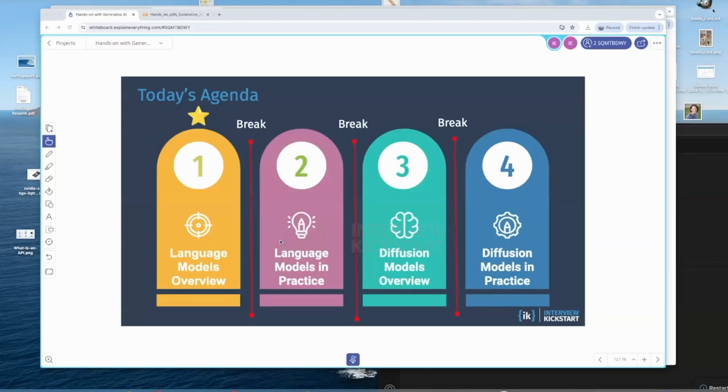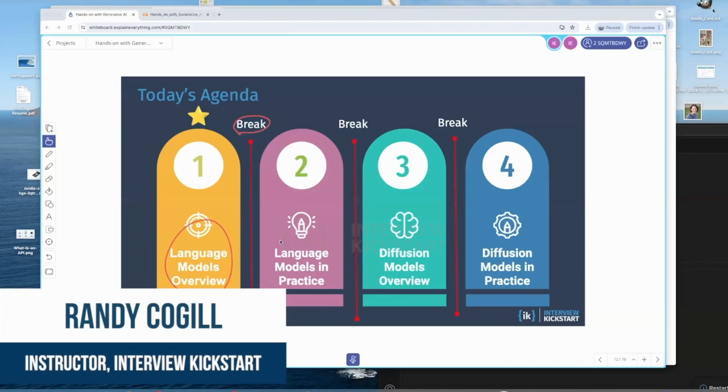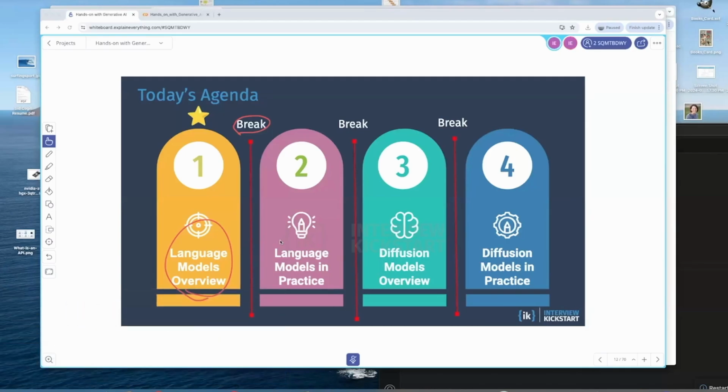Okay, and so here's where we are now. We'll start with this language models overview, and then we'll take a short break, maybe a 5-minute break, once we're done with the overview, and then we'll move on to actually seeing these things running in code.